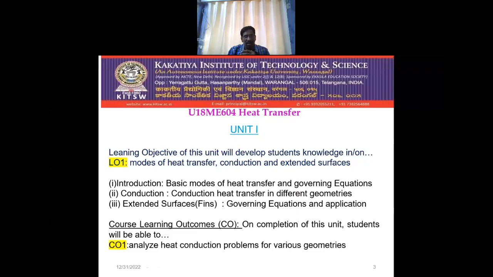These projections are nothing but called extended surfaces. These extended surfaces play a very important role for various applications. And in this unit, we are going to study how to make an analysis of a heat extended surface, as well as what the governing equation is and how to apply this equation to various applications.